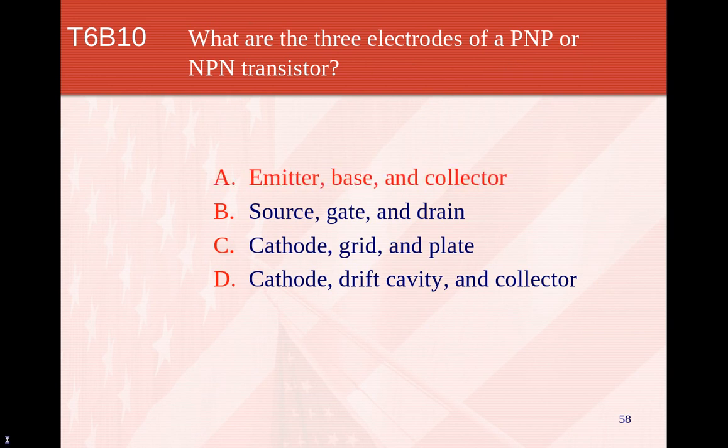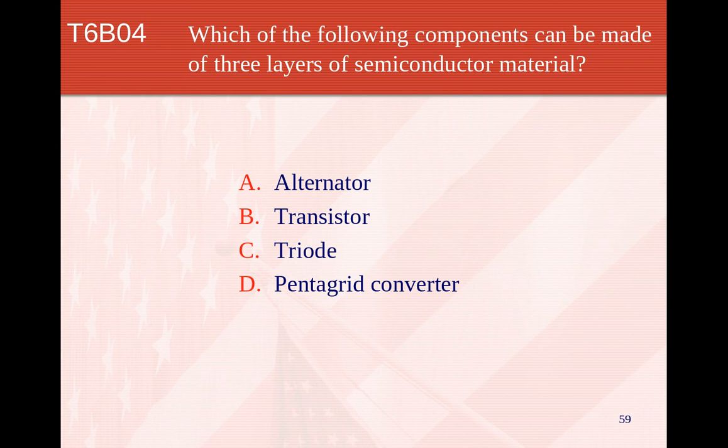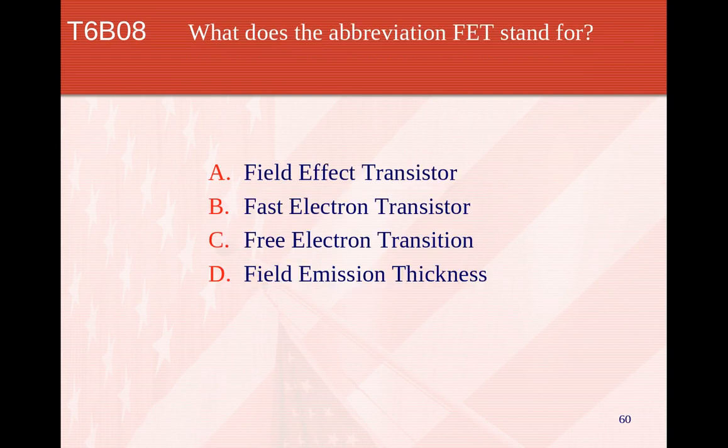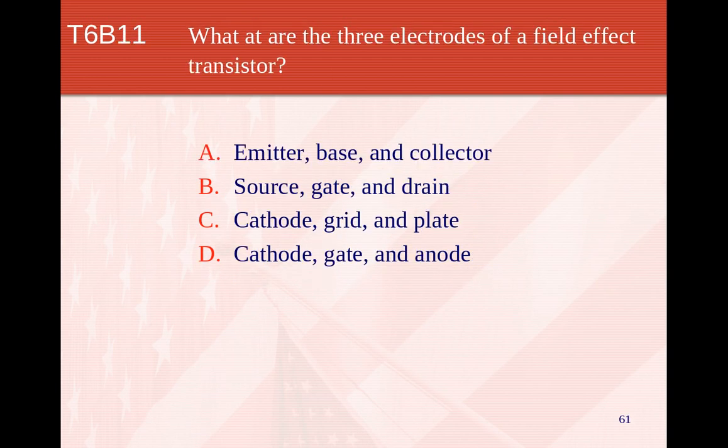What are the three electrodes of a PNP or NPN transistor? It is the emitter, the base, and collector. The emitter is the one with the arrow, the base is in the middle, and the collector is the opposite of the emitter. Which of the following components can be made of 3 layers of a semiconductor material? The transistor. What does the abbreviation FET stand for? Field effect transistor. What are the 3 electrodes of a field effect transistor? The source, the gate, and the drain.